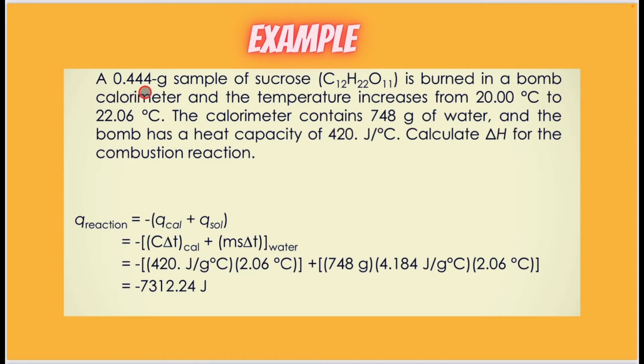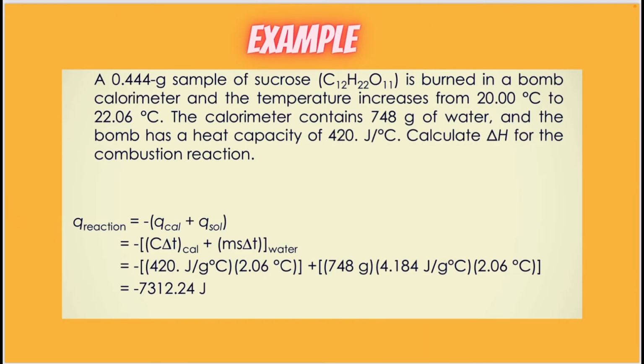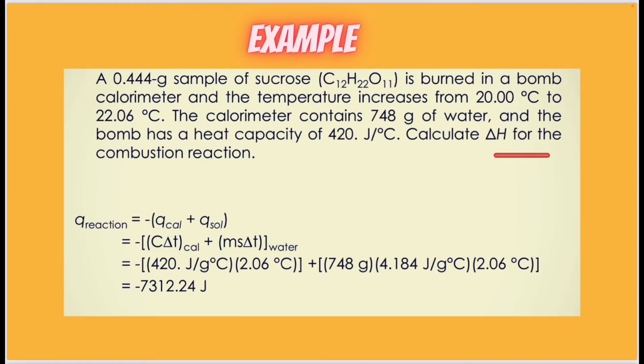A 0.444 gram sample of sucrose is burned in a bomb calorimeter and the temperature increased from 20 degrees Celsius to 22.06 degrees Celsius. The calorimeter contains 748 grams of water and the bomb has a heat capacity of 420 joule per degree Celsius. Calculate the enthalpy change for the combustion reaction.